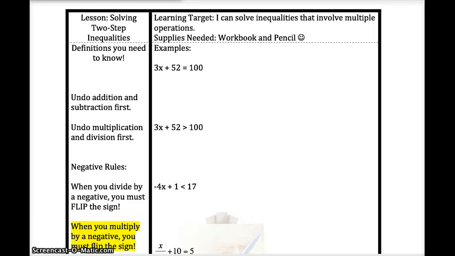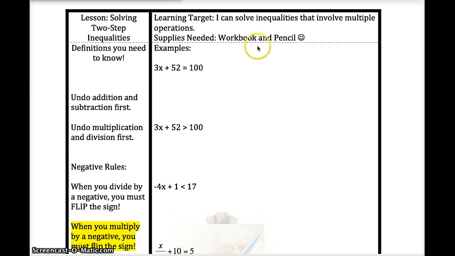Hi students, today we're looking at solving two-step inequalities. Previously we've looked at solving one-step inequalities and two-step equations, but now we're just looking at solving two-step inequalities. So let's go ahead and look at this first equation.